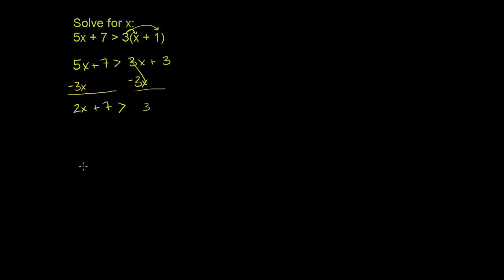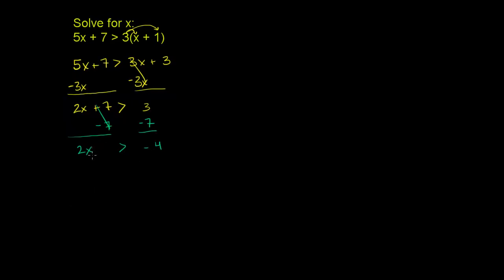Now we can subtract 7 from both sides to get rid of this positive 7 right over here. So let's subtract 7 from both sides. And we get on the left-hand side, 2x plus 7 minus 7 is just 2x, is greater than 3 minus 7, which is negative 4. And then let's see, we have 2x is greater than negative 4.